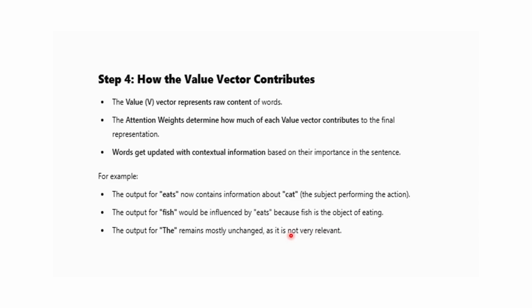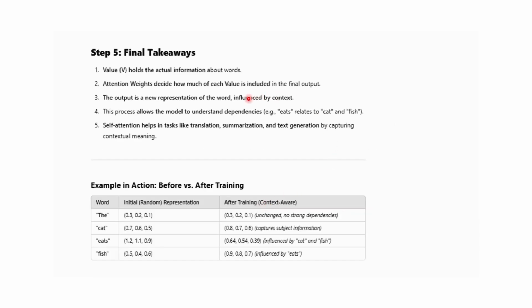This value vector, as we saw earlier, will encode the information of each and every word, like how much they are related with the other words, and they are encoded there. So the final takeaway is that the initial representation is the non-contextual embedding obtained from step 2. And after training, we get this context aware embedding. So the initial representation is not context aware, but the final embedding will be context aware.